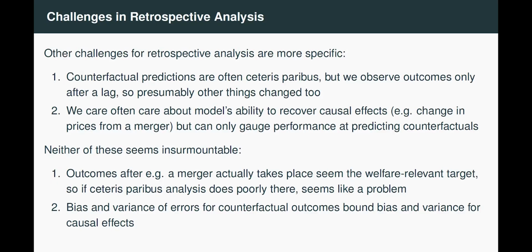For instance, outcomes after a merger actually takes place seem to me like potentially the more welfare relevant target. If doing the ceteris paribus analysis actually does poorly for what's going to happen a year down the road after the merger is actually approved and takes place, that would seem like a problem too and valuable to know. Similarly, the bias and variance of errors for the counterfactual outcome can be used to bound the bias and variance for causal effects, although there is some loss in that bound.